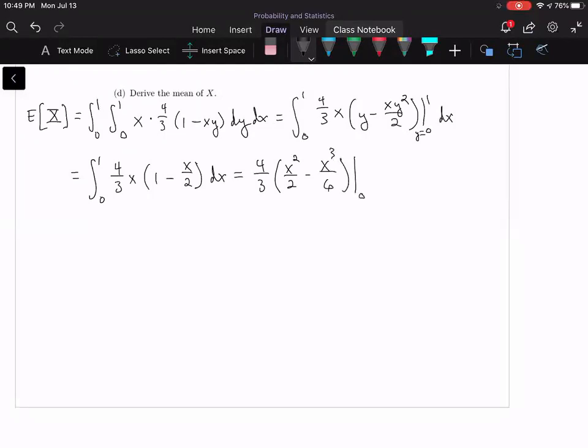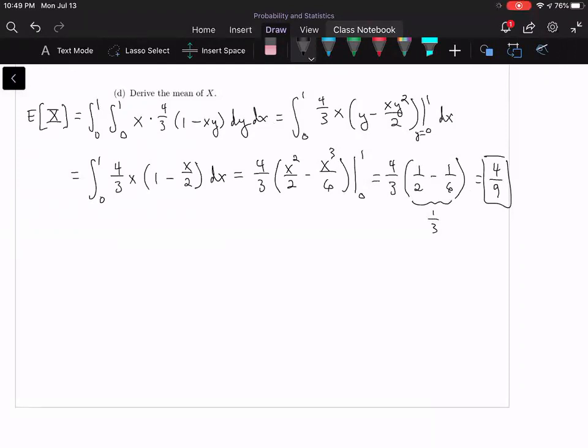And that is being evaluated from 0 to 1, which gives us 4/3 times 1/2 minus 1/6. The 1/2 is 3/6 minus 1/6, which is 2/6 or 1/3, which gives you 4/9, or 0.4444 repeating. And that is the mean of x.